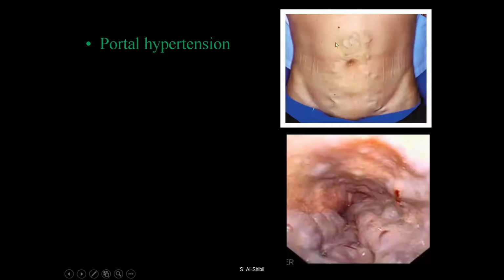And also, what do we call this? Caput medusa. Yeah, the caput medusa. You know, the medusa head resembles the caput medusa. Why does it occur? For the same reason. The blood needs to escape from the high pressure in the portal circulation to the normal pressure in the systemic, making this just like a medusa head, caput medusa.